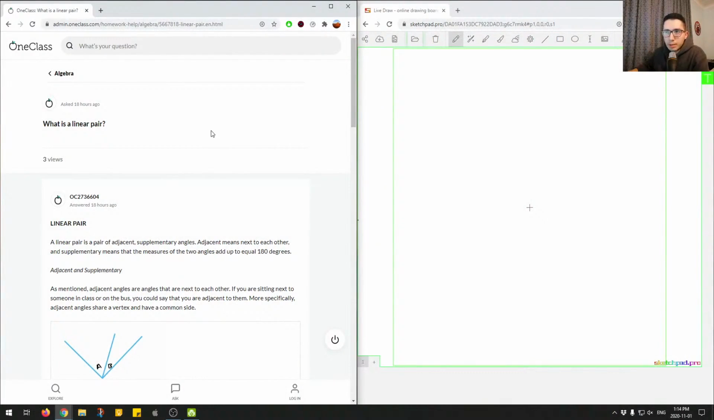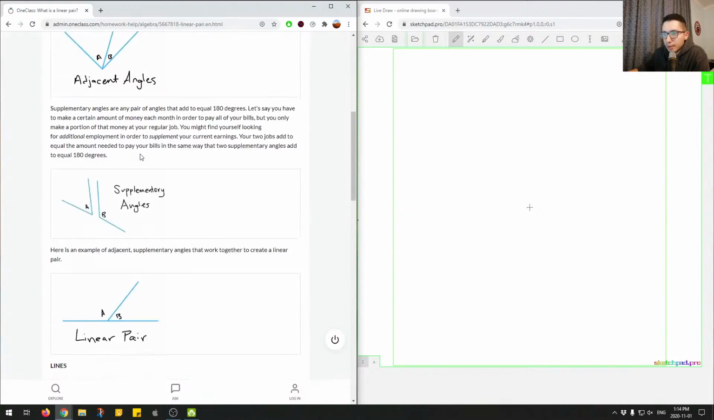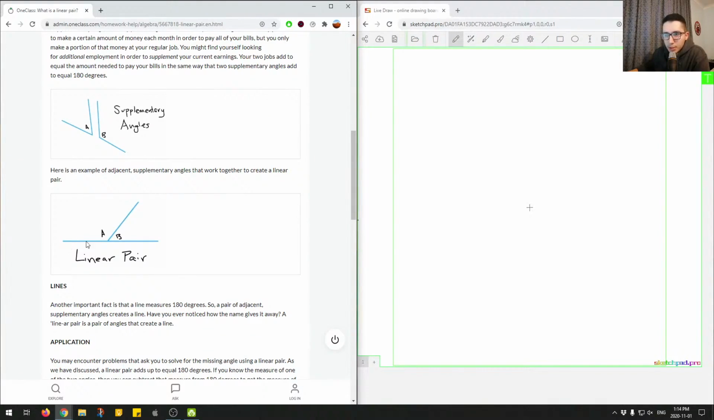So we're going to verify the answers presented by the junior tutor, and then we'll go through a step-by-step process on how to get to that solution. Here we're asked, what is a linear pair? A linear pair has to do with angles, and there's a picture down here that describes what a linear pair is.